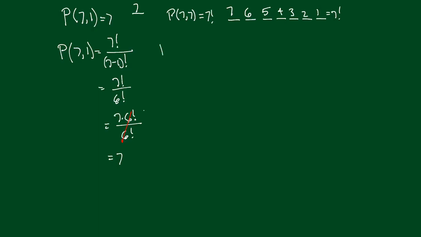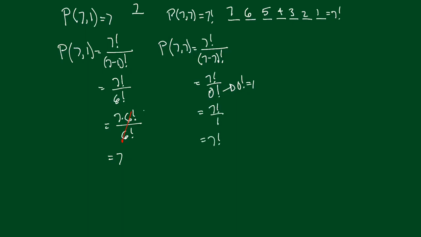Let's verify it by our formula. Permutations of 7 objects, 7 at a time, is: start off with the total number of objects that you have, that's your numerator, factorial, over the first minus the second. That becomes 7 minus 7 factorial, which is 7 factorial over 0 factorial. Do you remember this one? 0 factorial, by definition, is equal to 1. So that's 7 factorial over 1, which is 7 factorial, just as we expected.